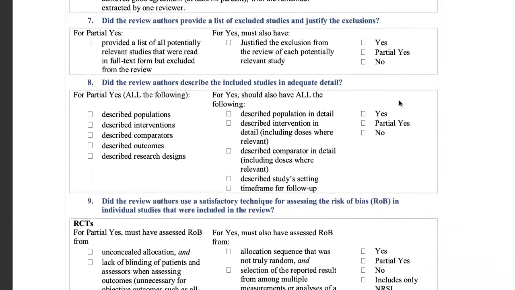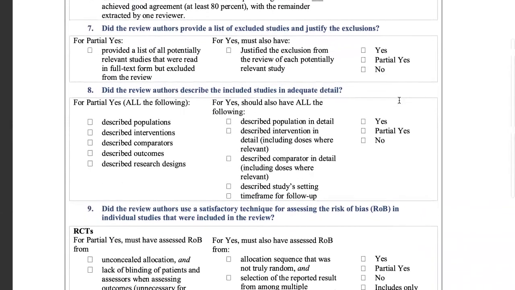Question number 8 is regarding the description of included studies. Did the review authors describe the included studies in adequate detail? We also have yes, partial yes, and no. Partial yes is when the authors described all the PICO elements, including the research designs that were included. So they described the population, the intervention, the comparators, and the outcomes, and also the research design.